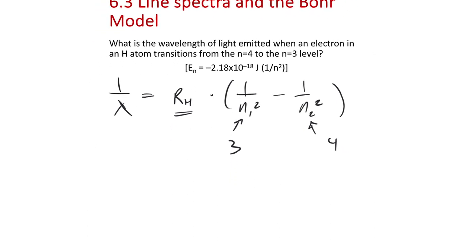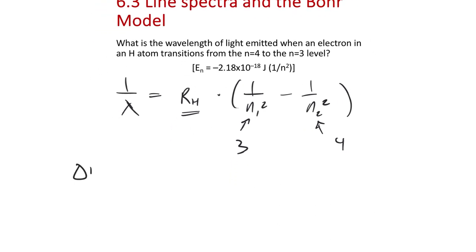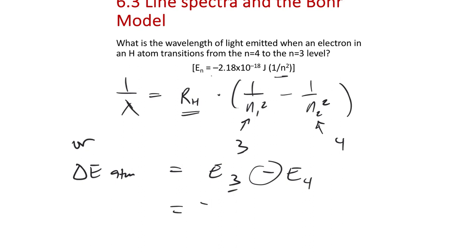But now the other approach that we could take is to calculate the delta E of the H atom by taking the energy of the final state, the 3, minus the energy of the 4 state. And then just plugging in negative 2.18 times 10 to the minus 18 joules times 1 over 3 squared, minus negative 2.18 times 10 to the minus 18 joules times 1 over 4 squared, getting that energy difference here in terms of the number of joules, and just setting that equal to hc over lambda and solving for our wavelength.